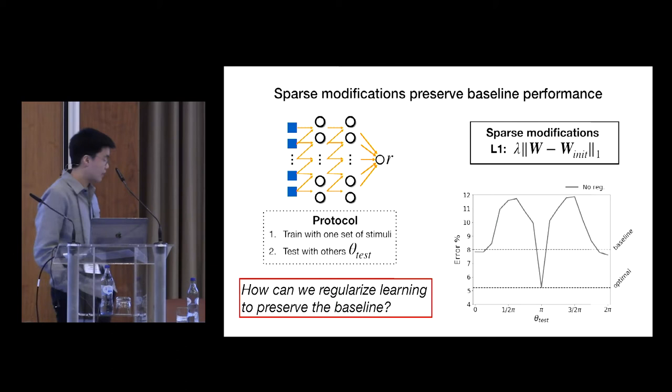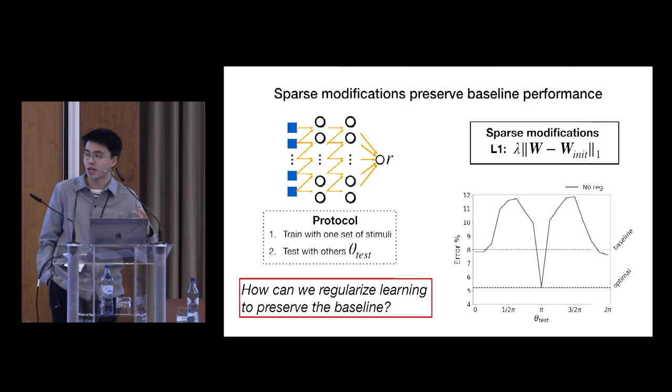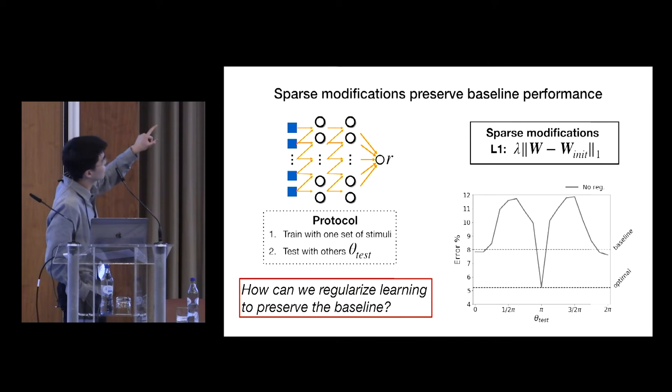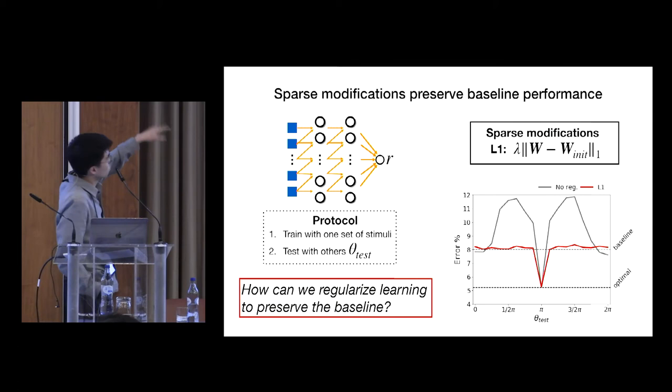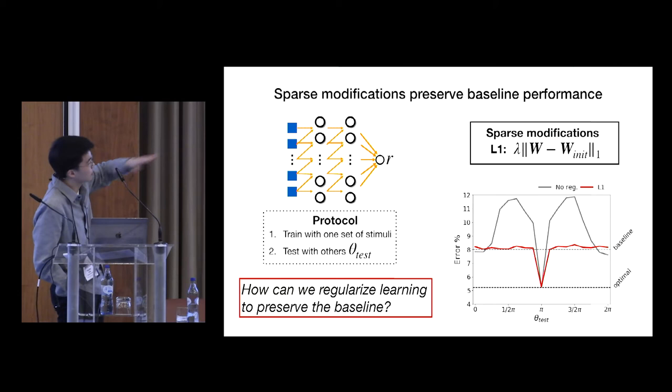Not sparse weights, as people have been talking about before me, but sparse modifications. You try to modify as few weights as possible. In that case, using the identical training protocol, now you have optimal performance for the train stimulus, and you preserve the baseline performance for the other orientations.